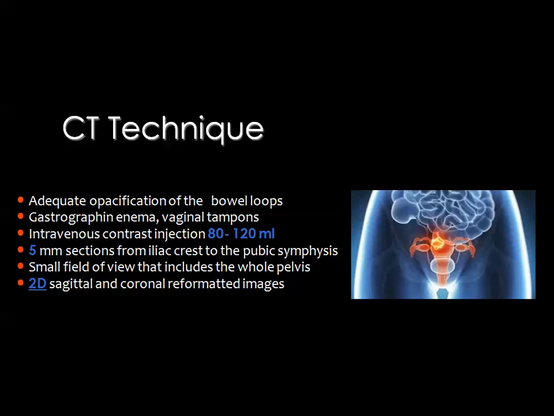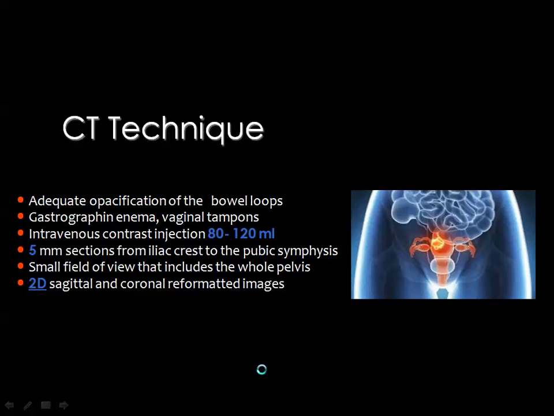The pelvis is scanned from the level of the iliac crest until we finish by the pubic symphysis, or even more down, to cover the area of the anal canal and the ischiorectal fossa. And we use somewhat a small field of view to include the whole pelvis and to delineate the organs in a good manner. Sometimes we need to have the sagittal and coronal reformatted images, which are usually helpful in almost all of the cases.